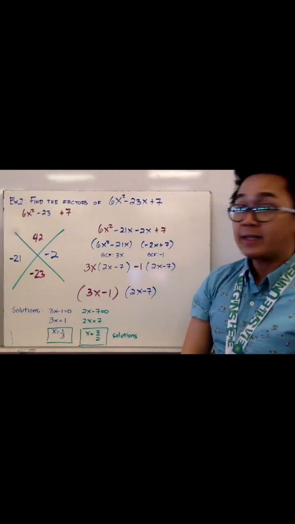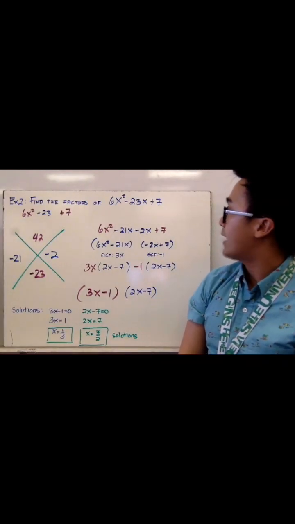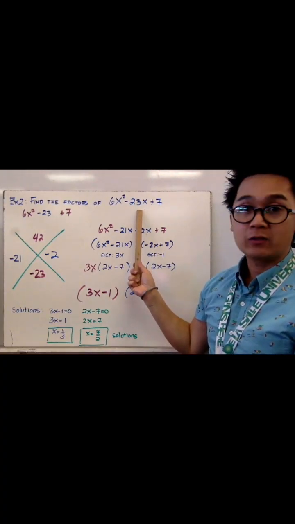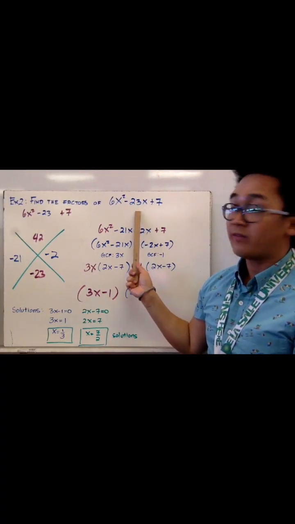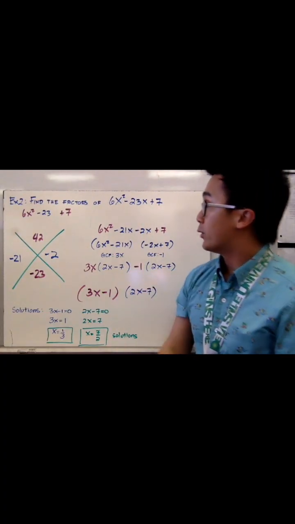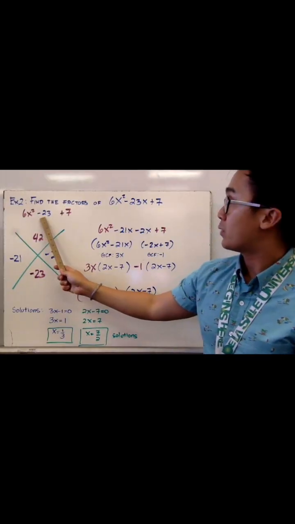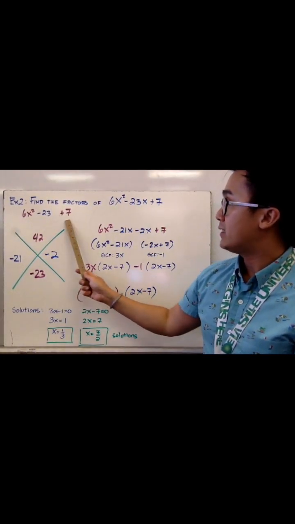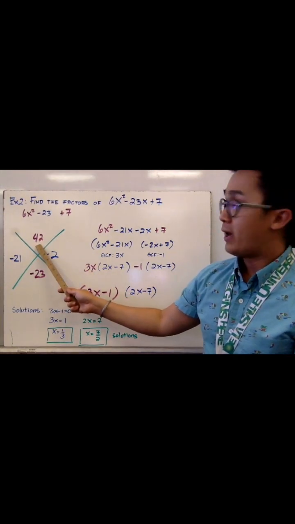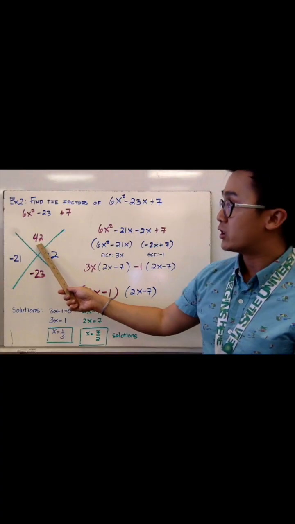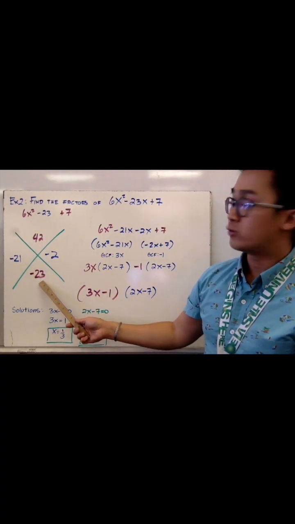Now for our second example, we have 6x squared minus 23x plus 7, and we're going to factor this out just like how we factored out the first example from our previous example. So with 6x squared minus 23x plus 7, multiply 6 and 7 and we'll have 42. And now we're going to look for factors of 42 that when we add them up will be equal to negative 23.